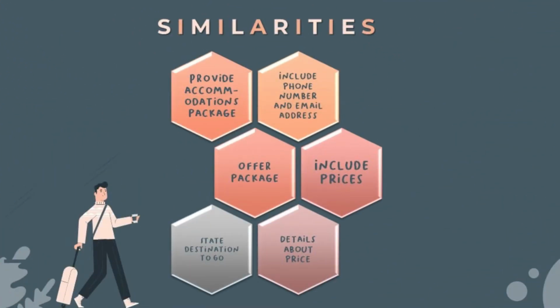For the similarities, the first one is both companies provide accommodation packages, namely hotels and resorts, for tourists who want to stay at a certain tourist spot. Also, Sahil Base Holidays and Royal Trip Travel and Tours have put their phone numbers and email on their company brochures. This is to make it easy for customers to make a reservation related to their travel plans.